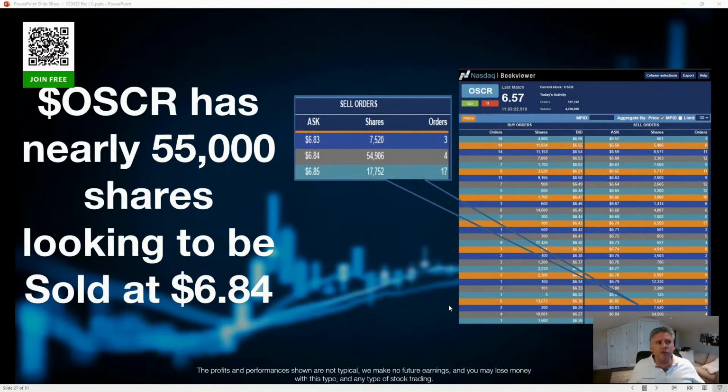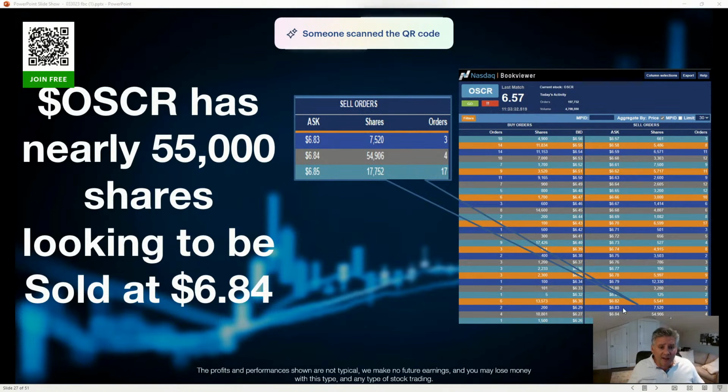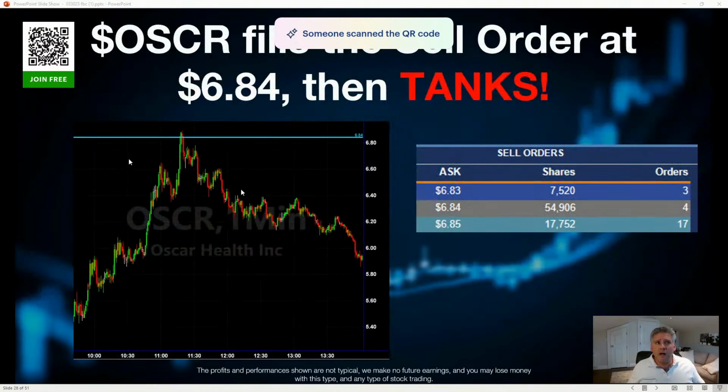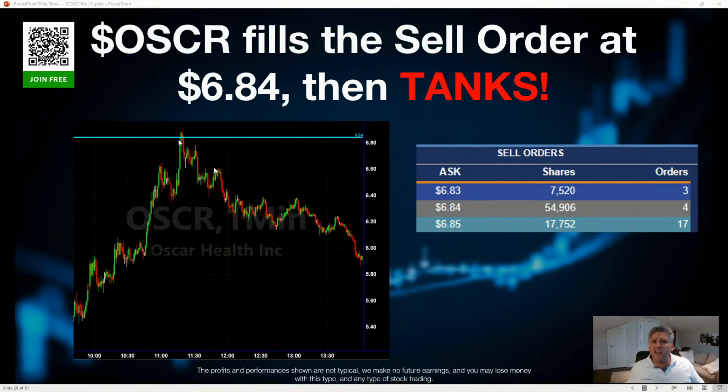Let's hop over here and look at Level 2. You'll notice that once we get around 6.80, we're hitting about a 54,000 share seller, a 17,000 share seller, 12,000. So right around 6.79 to 6.85, we've got a lot of five-digit sellers. Well, look what ended up happening when we hit those big sellers. 6.80 down to $6. I mean, oh my God, it tanks. What a disaster.